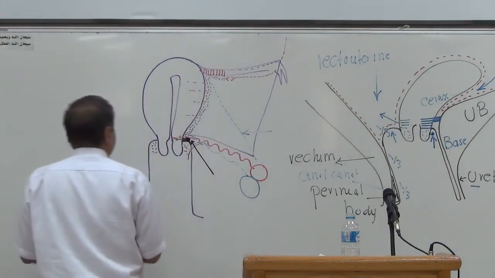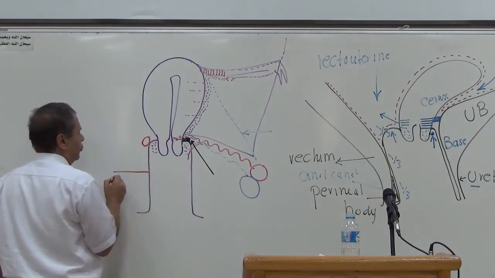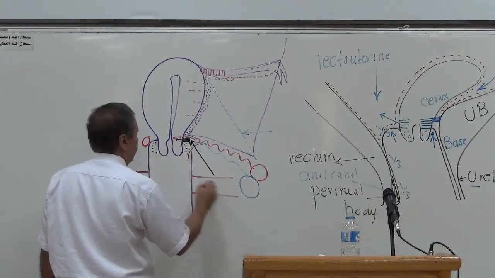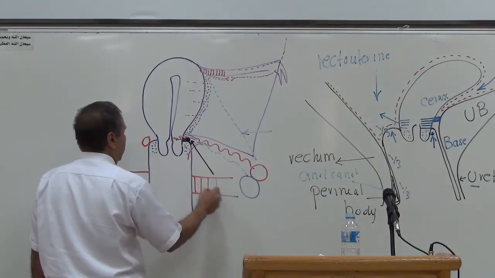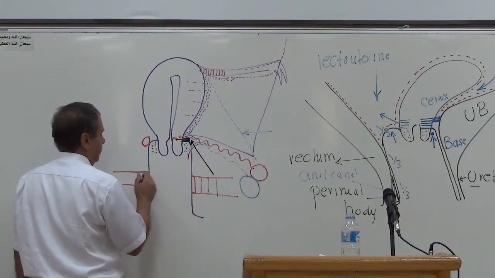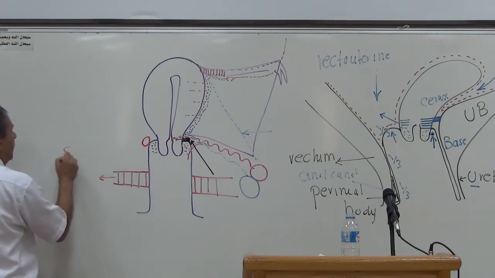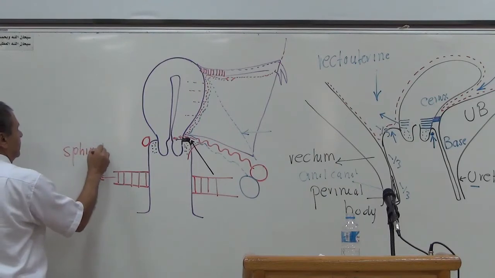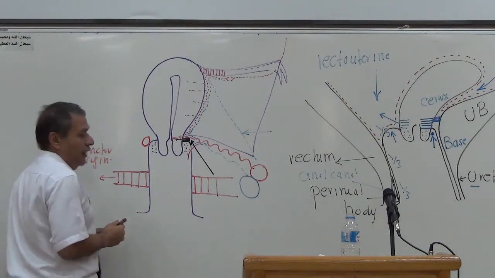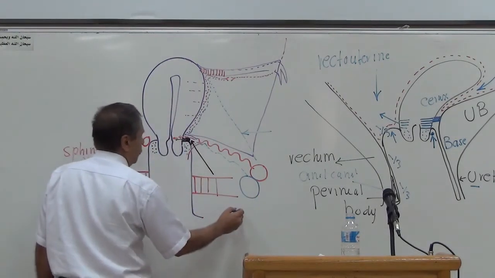The upper third is related to the ureter. The middle third is related to the levator muscle, because the vagina is surrounded by the levator muscle. Part of the vagina lies in the pelvis, and part of the vagina lies in the perineum. We have the levator ani acting as a sphincter of the vagina. So the levator muscle, and beneath the levator muscle, you know the presence of the urogenital diaphragm.